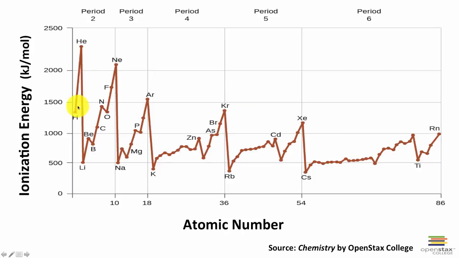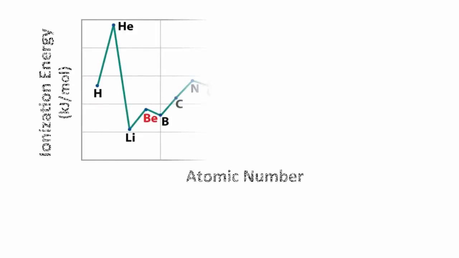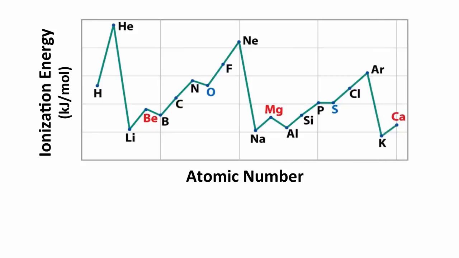We get big increases followed by big decreases and this gradual repetitive nature. To take a look at what's going on and try to understand it, let's zoom in to look at maybe the trend in ionization energy for just the first 20 elements.